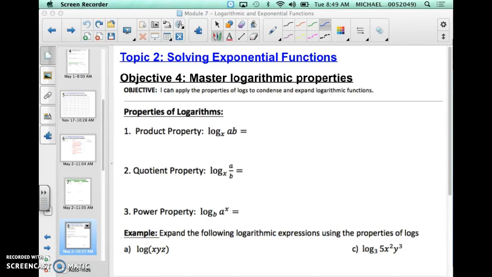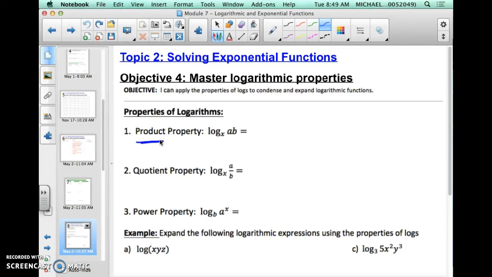So to begin, the first one is the product property. If you notice, I have log base x of a times b. With the product property, multiplication turns into addition. Keep that in mind. It's similar to the exponent rules. Base times base, you add the powers. Log of a times b, you add the outputs.